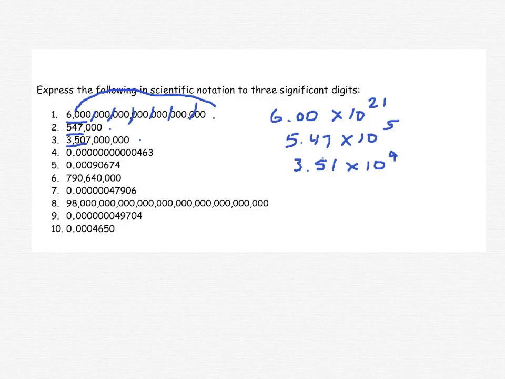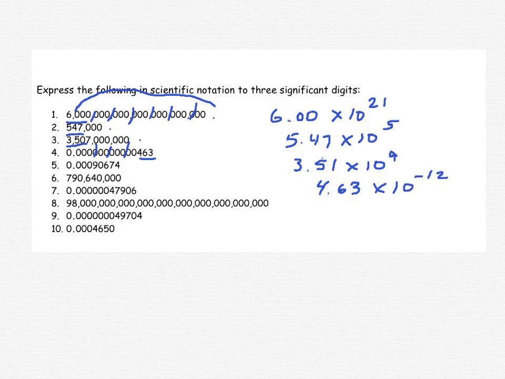Now number 4 is going from a small number into scientific. 3 significant digits would be 463. The decimal is going to have to end between the 4 and the 6. How many places is that going to be? Start counting. So 3, 6, 9, 10, 11, 12. The number's very, very small. Therefore, when you write it in scientific, it's going to be a negative exponent. 4.63 by 10 to the negative 12.